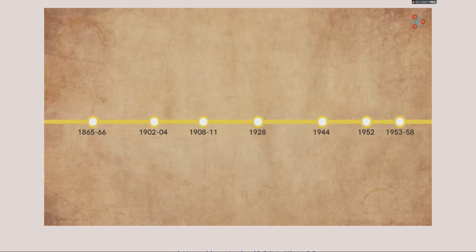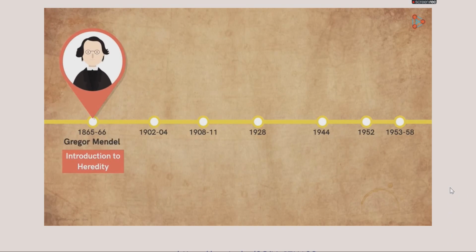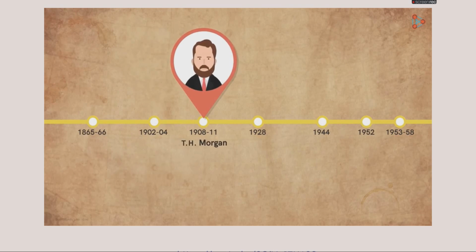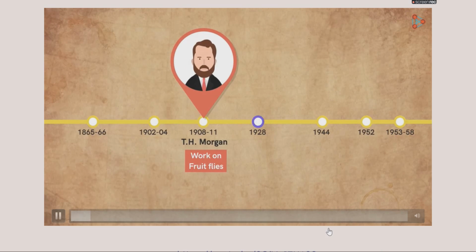This is our timeline of the history of genetics. So far, we've covered the important milestones up to this point. We've taken a look at the work of Gregor Mendel, followed by the work of Sutton and Boveri. This was the chromosomal theory of inheritance. Later, it was Thomas Hunt Morgan who put forth his work on the common fruit fly and achieved another milestone. Now comes the next one.